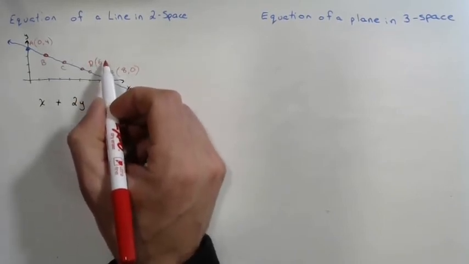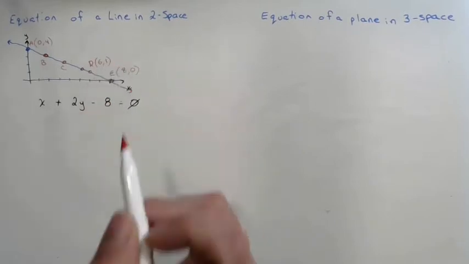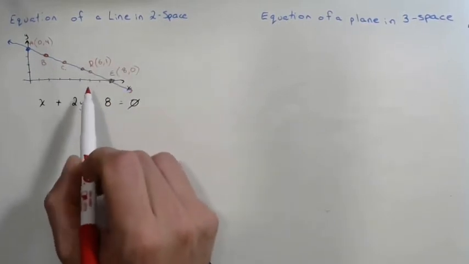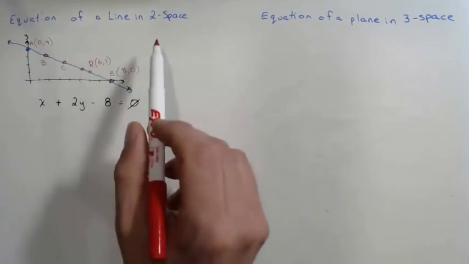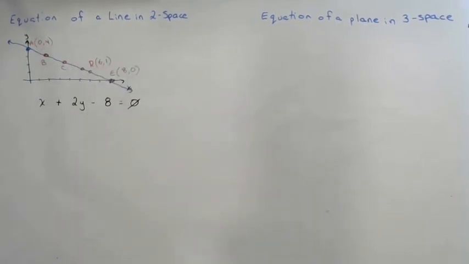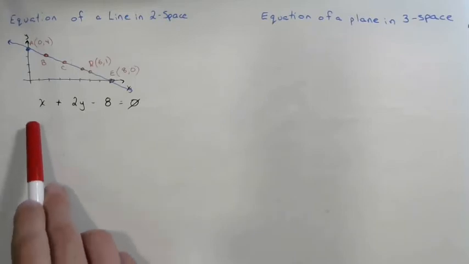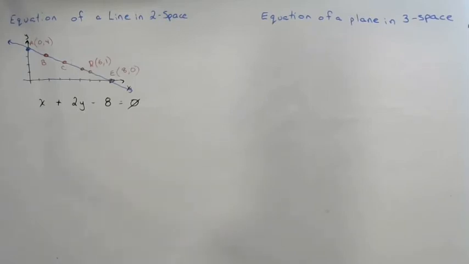(6, 1). And these all have coordinates that satisfy the equation and lie on this line in two-dimensional space. But we could take this exact same line, this equation, and we could graph it in 3 space.